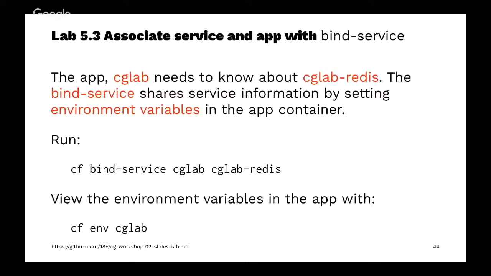The next section of the lab, section 5.3, is to associate the service and the application with the bind service command. Your application needs to know that cglab-redis exists, so it can store data there. So you run cf bind service, the name of the application, the name of the service. If you're curious how the application cglab knows about the service, you can use the environment command to cf to view those environment variables.